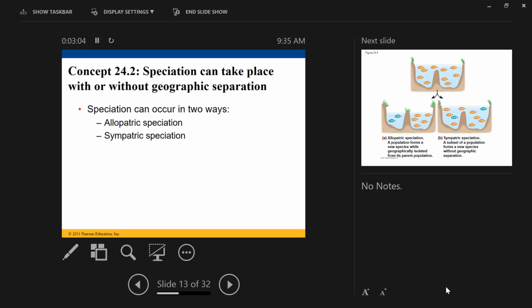So what this portion says is it basically can occur in two ways. One, allopatric speciation, in which they become geographically isolated. Then, and only then, do they become reproductively isolated. So first you have to get geographic isolation, and then you can get reproductive isolation, either pre-zygotic or post-zygotic. It doesn't matter, but at some point you have to get them geographically isolated first.